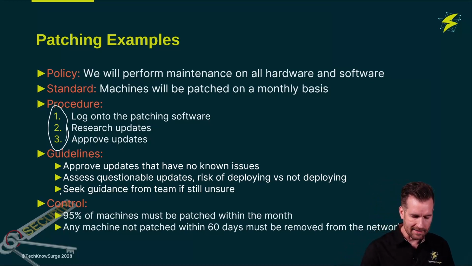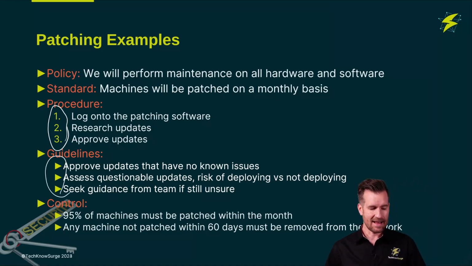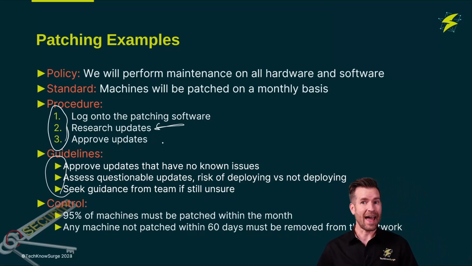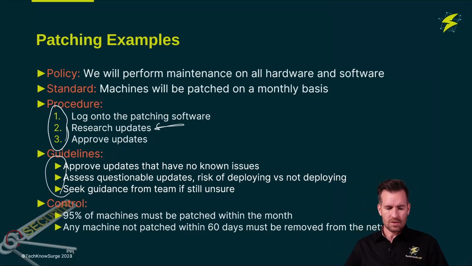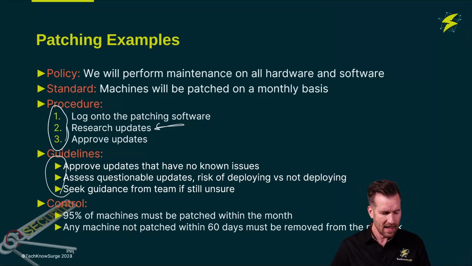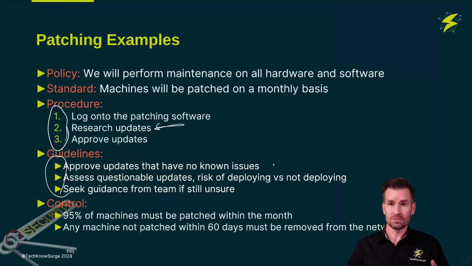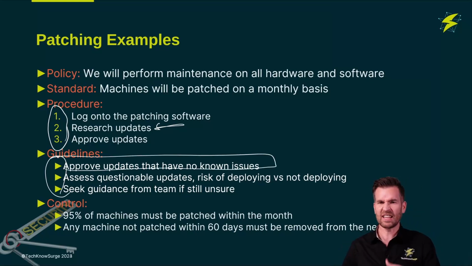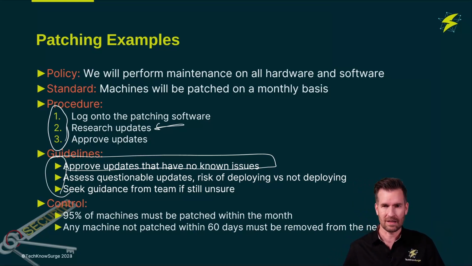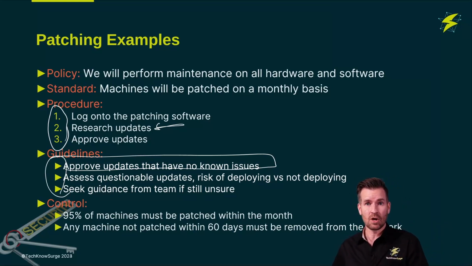What are the guidelines? Well, one of the things that we need to do is research updates to see if it's an update we actually want to roll out. What's not part of this is, how do we rate whether we want to roll out a patch or not? So we have to go through this guideline that says approve all updates that have no known issues. So I look out there and I say, oh, this patch doesn't have any known issues, I'm going to approve it. Or maybe it has some known issues.